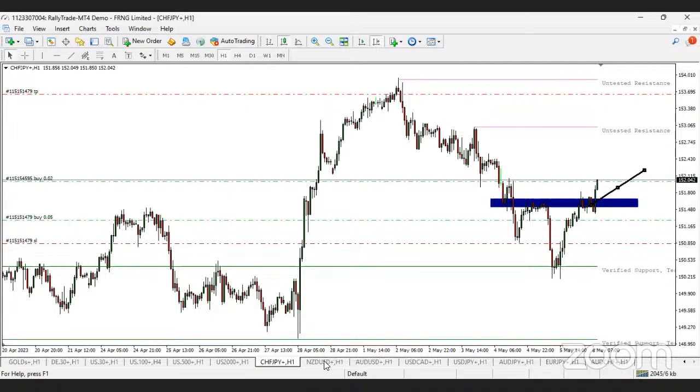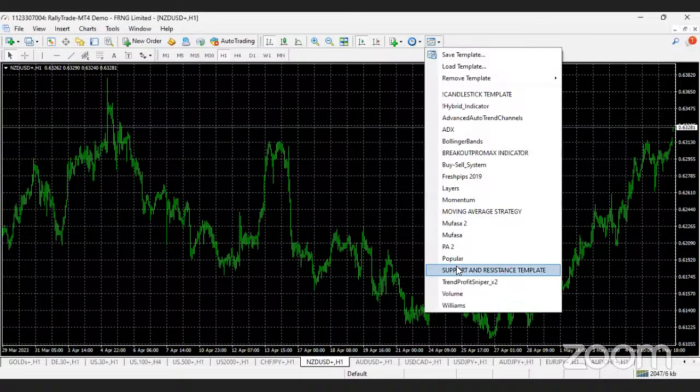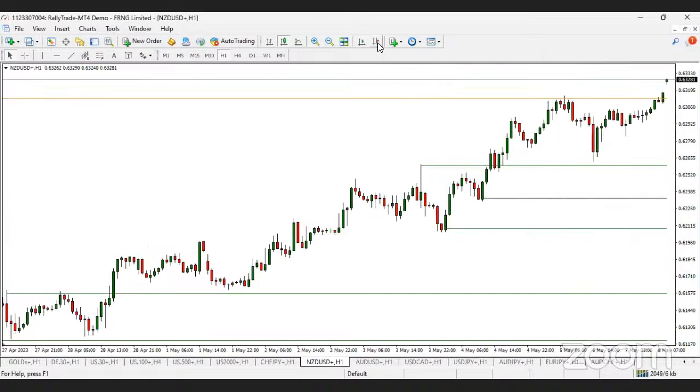So let's move on to the next instrument. Now I am on NZD USD, the New Zealand US dollar.